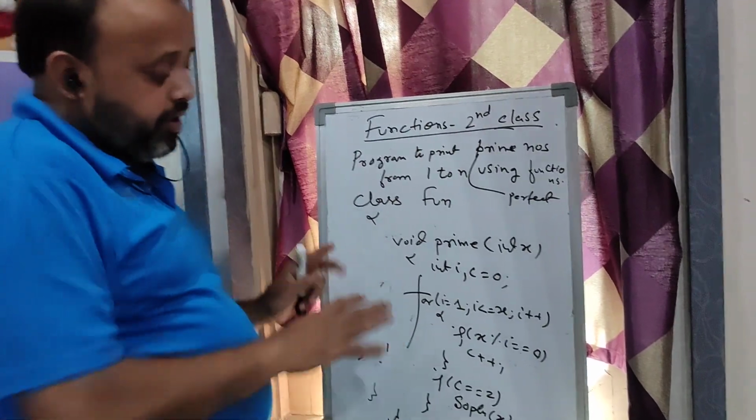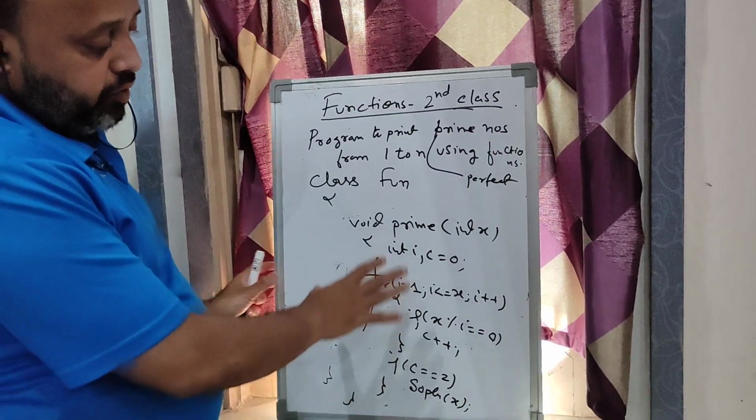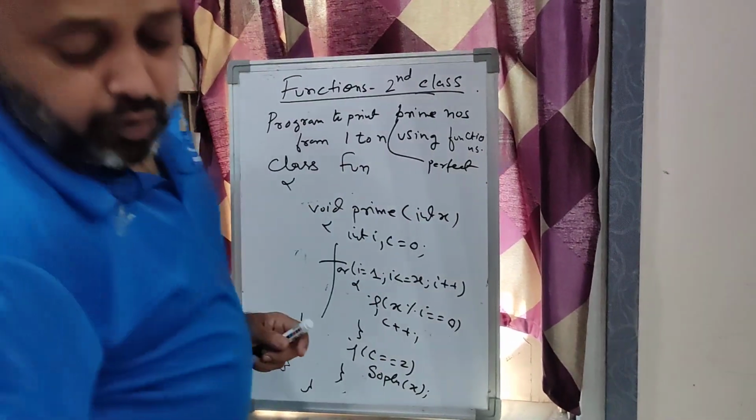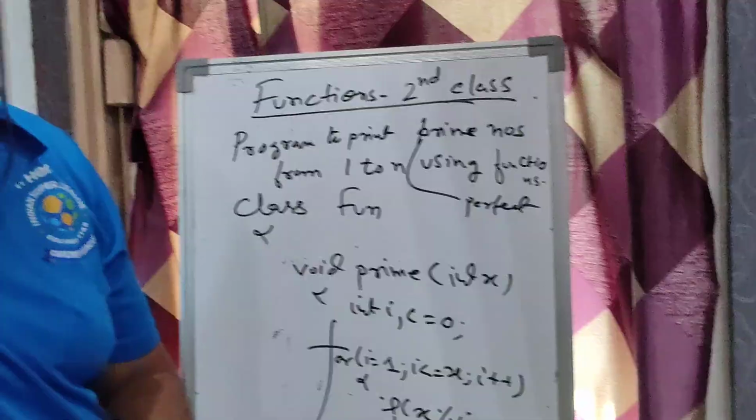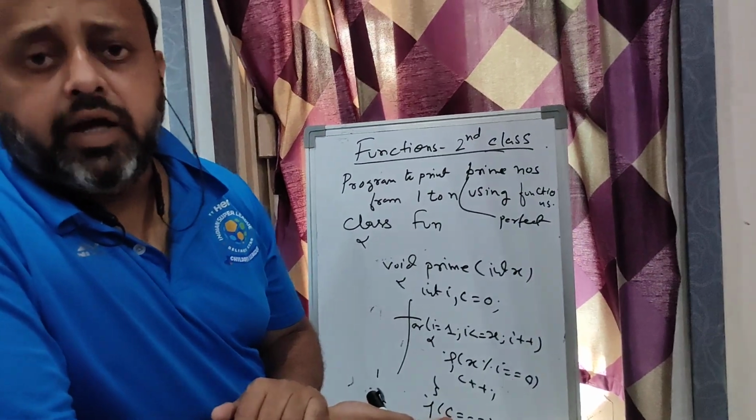Now, same way, you can copy this, right? I will do a little bit of changes. I will get the answer of the second program, that is perfect number. Perfect number from 1 till n.